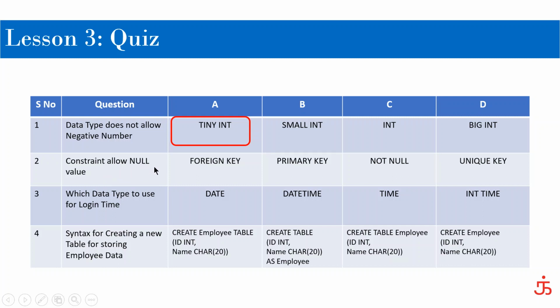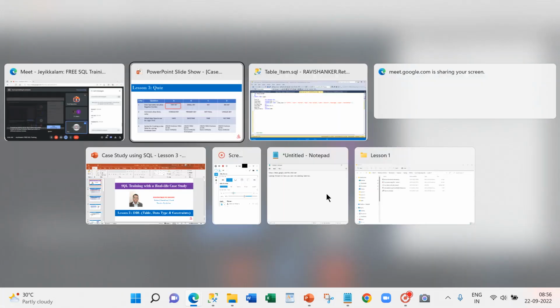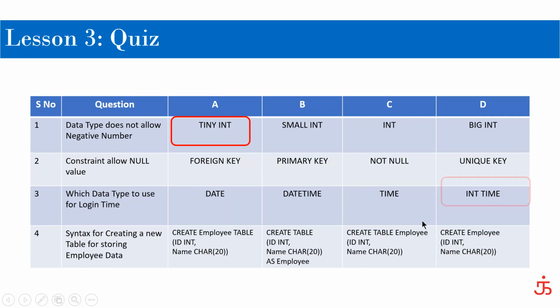Okay, the second question. Which constraint allows a null value? Only one here will allow a null value. The other three will not allow null values. Is it foreign key, primary key, not null, or unique key? Yeah, 2D. Absolutely right. You guys are great.